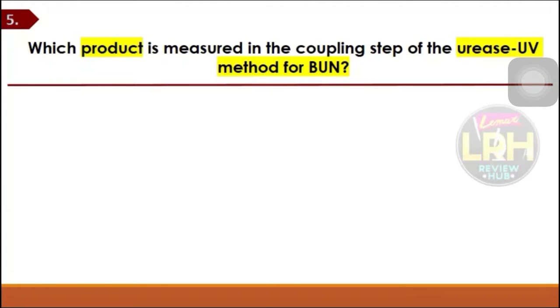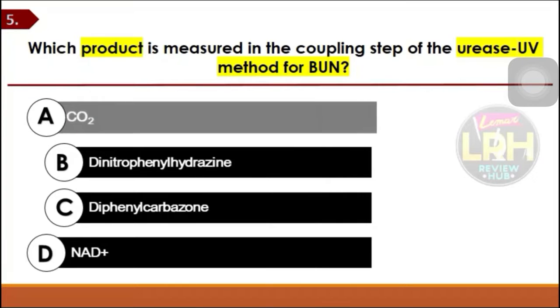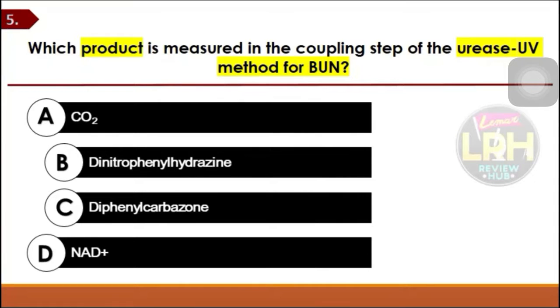For number 5, which product is measured in the coupling step of the urease UV method for BUN? Choices: letter A, carbon dioxide; letter B, dinitrophenylhydrazine; letter C, diphenylcarbazone; or letter D, NAD+. The correct answer is letter D.